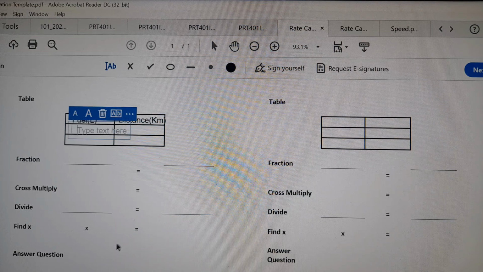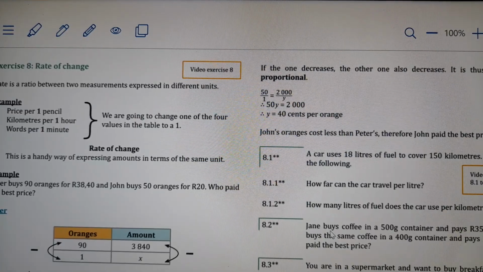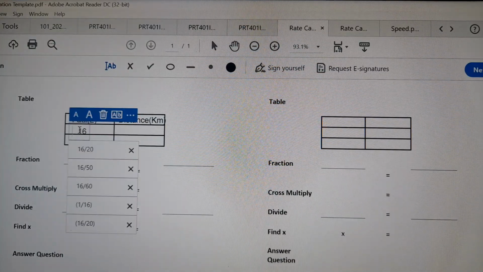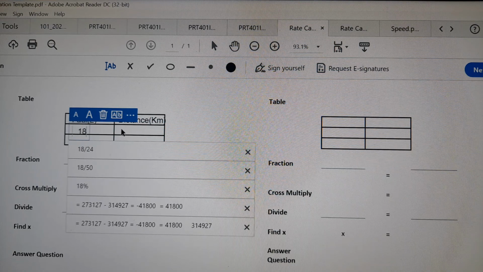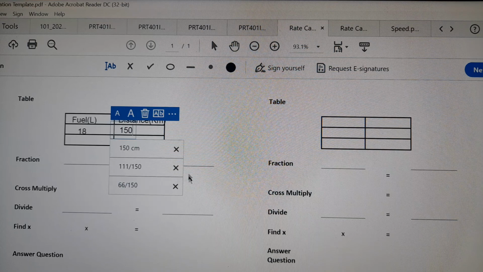Oh no, did I close my textbook? Now it's going to take time for me to open the textbook. Okay, here I got my textbook. So they tell me that I have 18 liters and I have 150 kilometers. Okay, now I put my liters, 18, and I put 150. Now I will go to the question. I'm done with the statement.